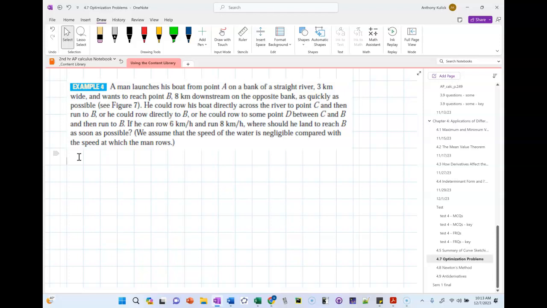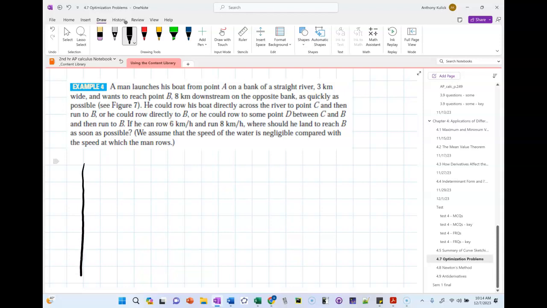or he could row directly to B, or he could row to some point D between C and B and then run to B. He can row at 6 kilometers per hour and run at 8 kilometers per hour. Where should he land to reach B as soon as possible? Assume that the speed of the river is negligible compared to the speed at which the man rows.